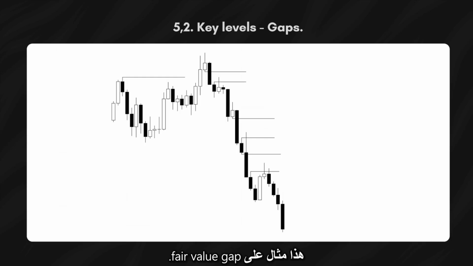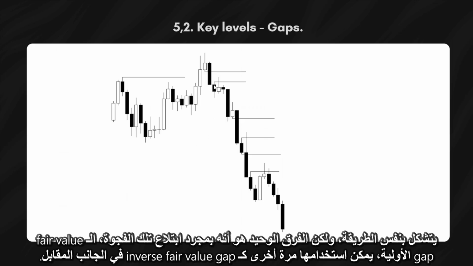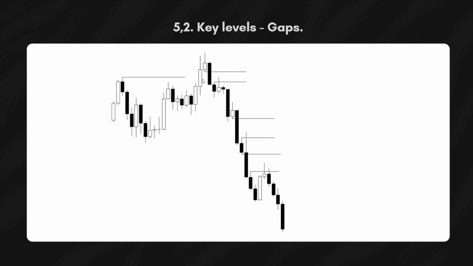Okay, this is an example of a fair value gap. An inverse fair value gap is pretty much the same. It is formed in the same manner, but the only difference is that once that initial fair value gap gets engulfed, it can then be further used as an inverse fair value gap on the opposing side.